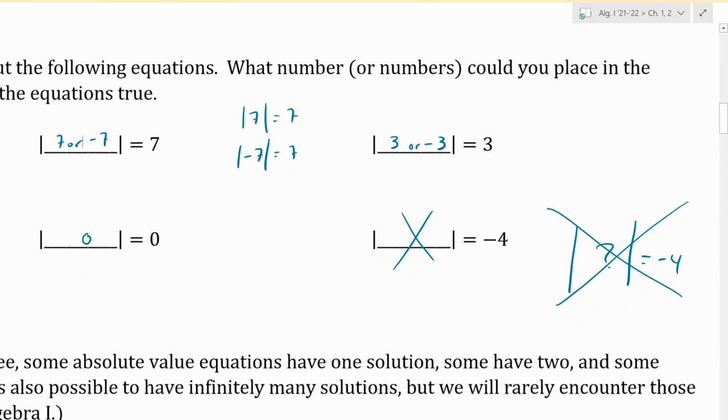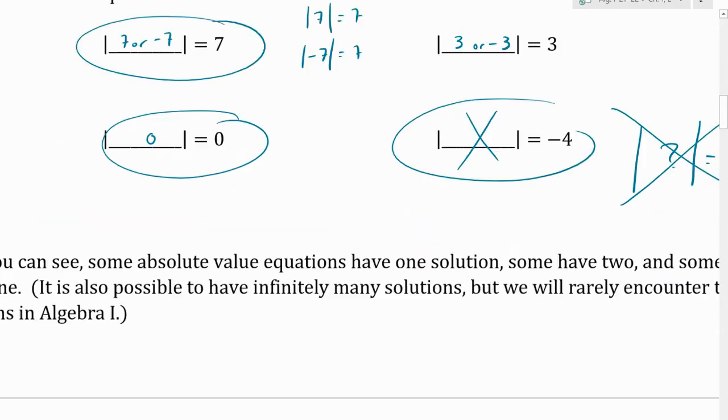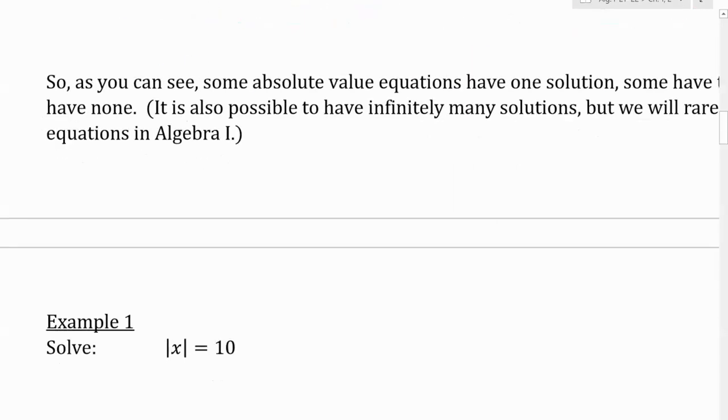Okay, so you'll either get the 2 solutions like we did here, 1 solution, or no solution like we did here. Now, it is possible to have infinitely many solutions. It's hardly ever going to happen, so we're not going to really focus on it today.